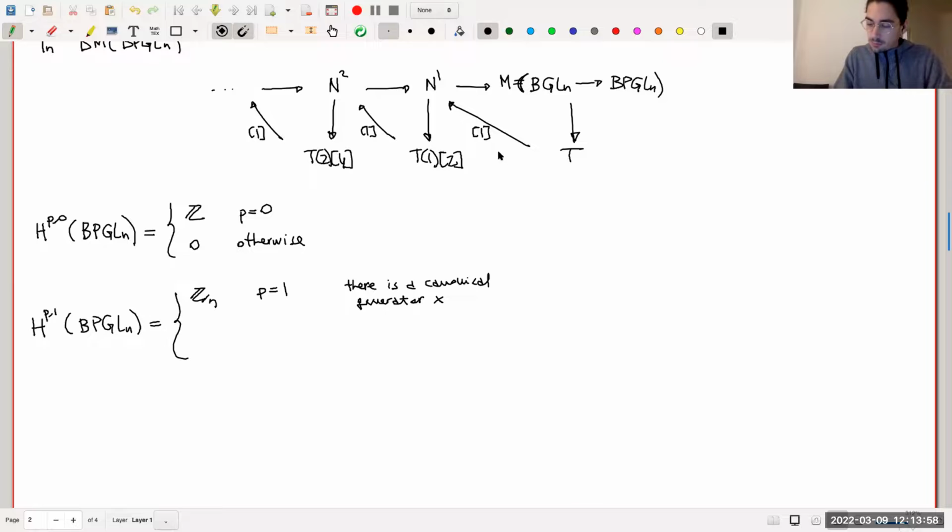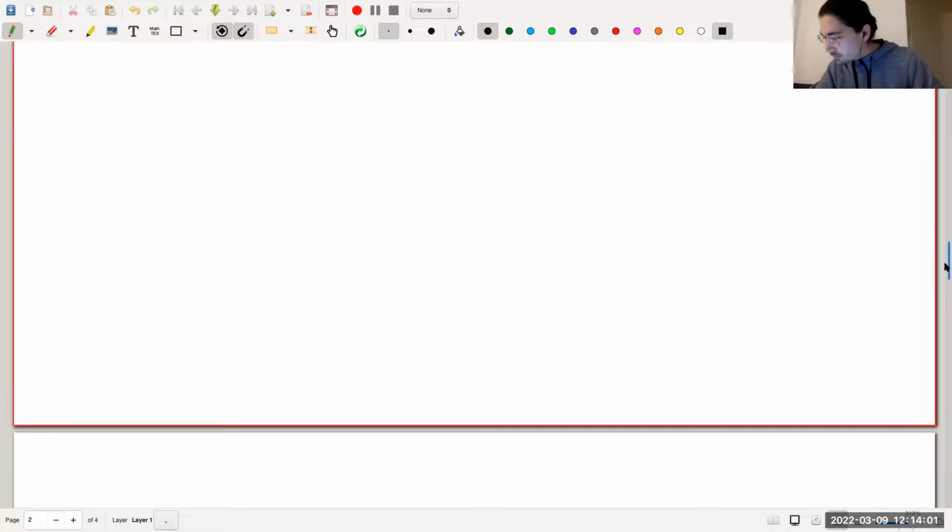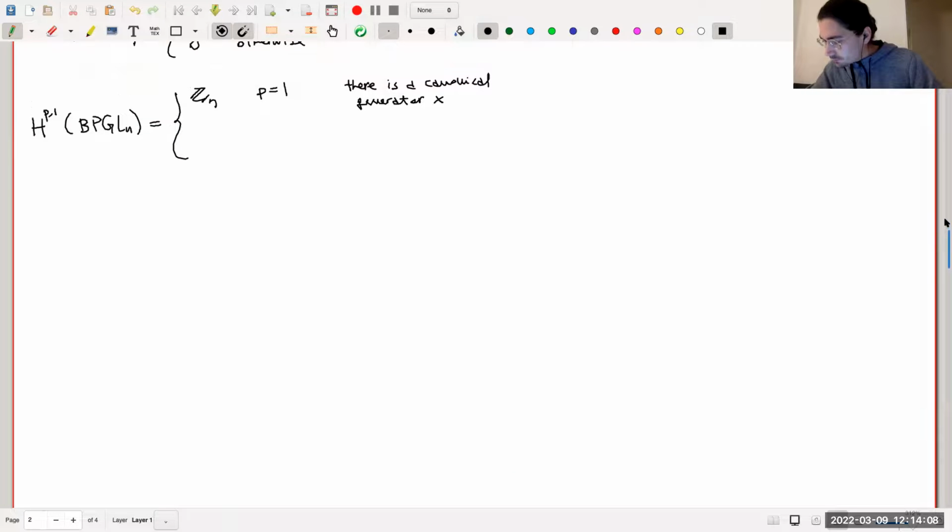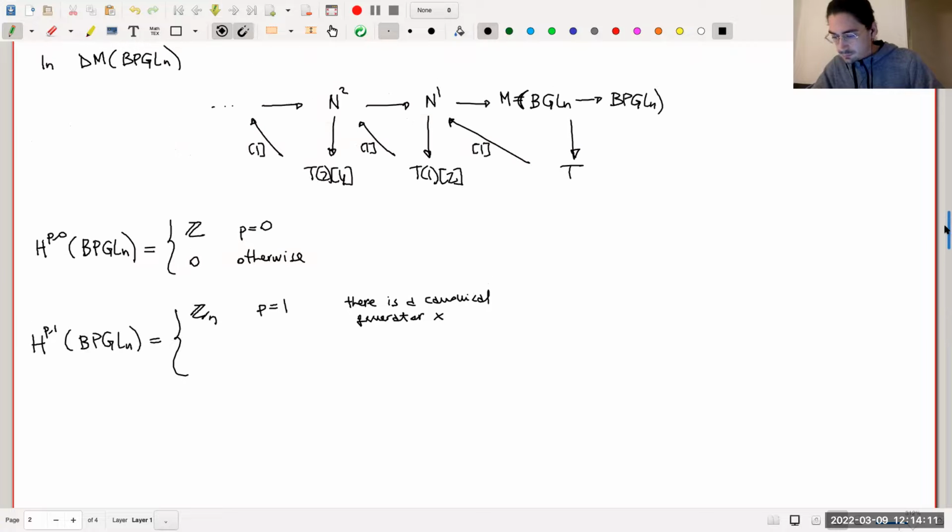So this composition is x. So this Z mod n is for p equal 1, and then we have K star for p equal 3. This is cohomology by degree 3. And then 0 otherwise.